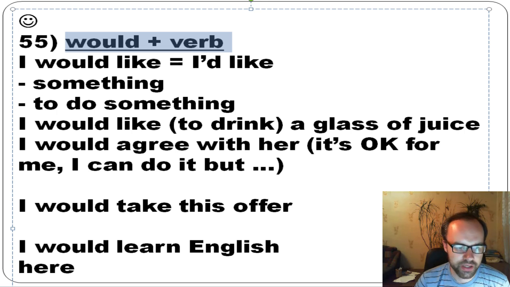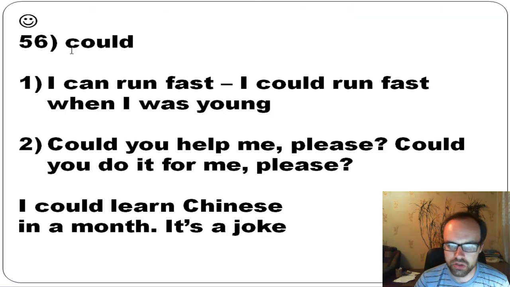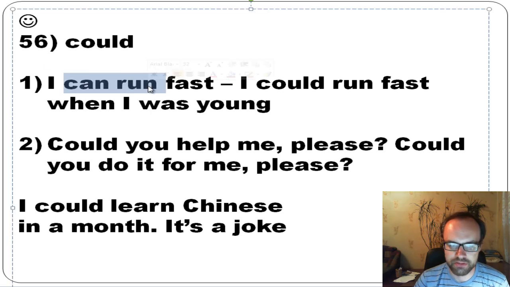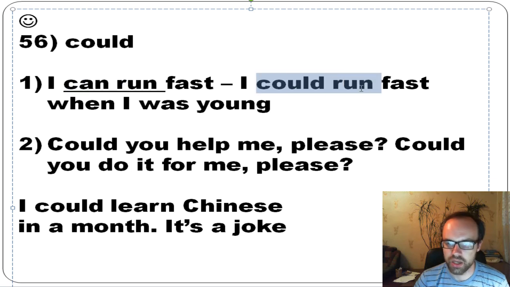Well, very good. And could. So could is a modal verb. You know that we use could in the past, we use can in the present. So I can run fast, it's about the present, and I could run fast, it's about the past. Yeah? I could run fast when I was young.